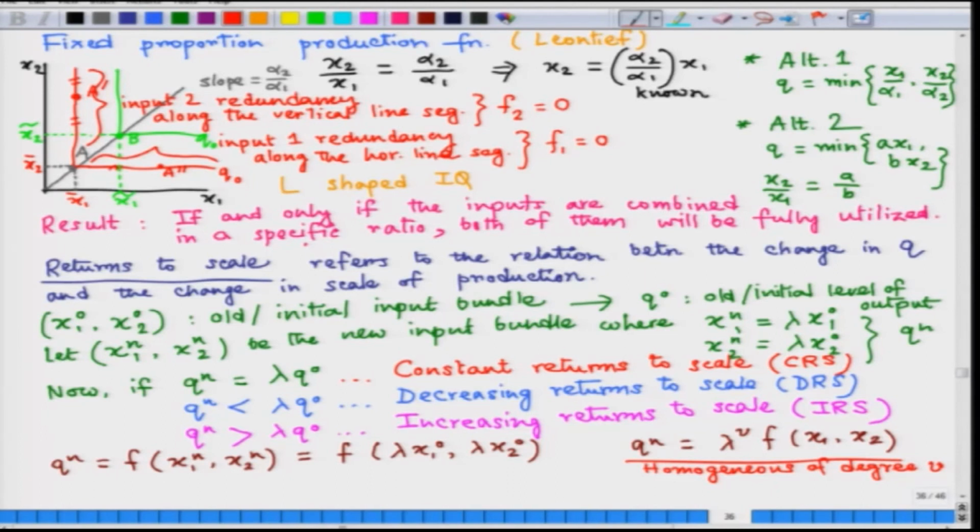So I can summarize: v greater than 1, IRS, then v equals 1 means CRS, and v less than 1 implies DRS. So we are going to continue with the discussion in the next lecture.